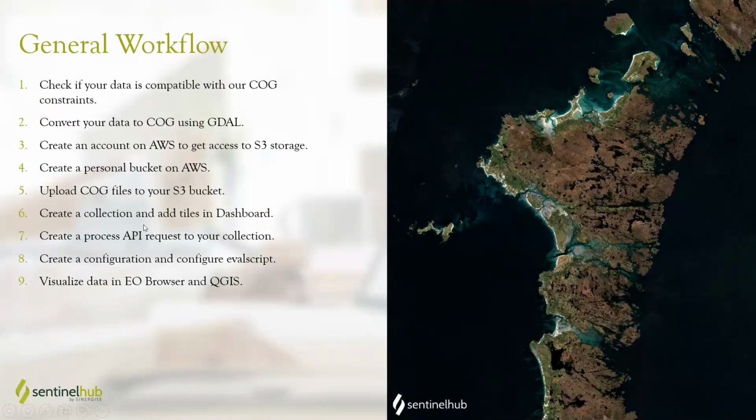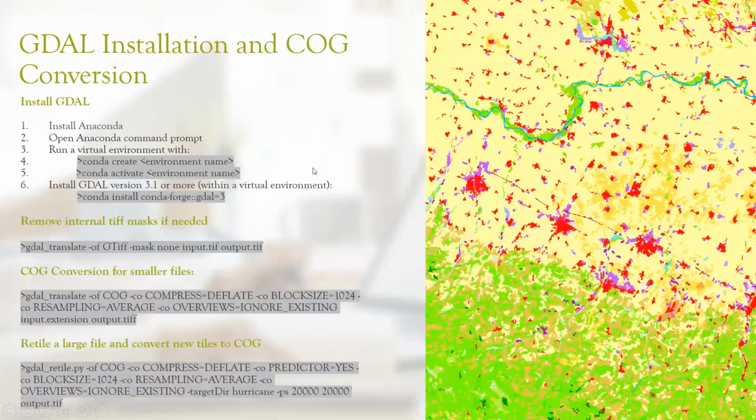So the second step, after you have your data downloaded and you are sure that it is compatible with our COG constraints, you need to convert your data to COG using GDAL. And to do this, you have several commands available. So first, what you need to do is actually install GDAL on your computer.